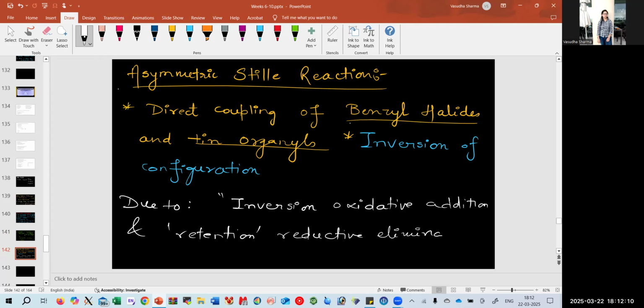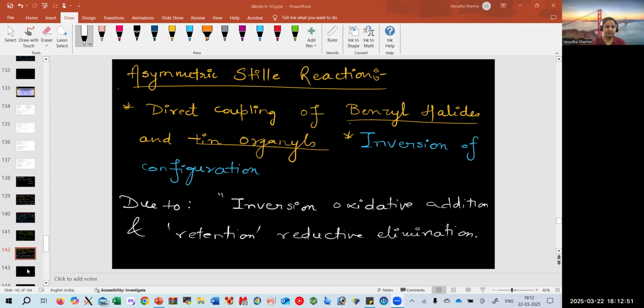So as we know, we have already seen the mechanism of the Stille reaction, where we have already talked about oxidative addition being the first step that is going to happen, and at the last we end up having a reductive elimination. So when we are treating benzyl halides with organostannanes, we end up seeing inversion of configuration. This happens because inversion has happened at the oxidative addition stage, and whatever the stereochemistry it has taken would be retained when it is going to leave. It means the reductive elimination step is going to retain whatever configuration it has taken.